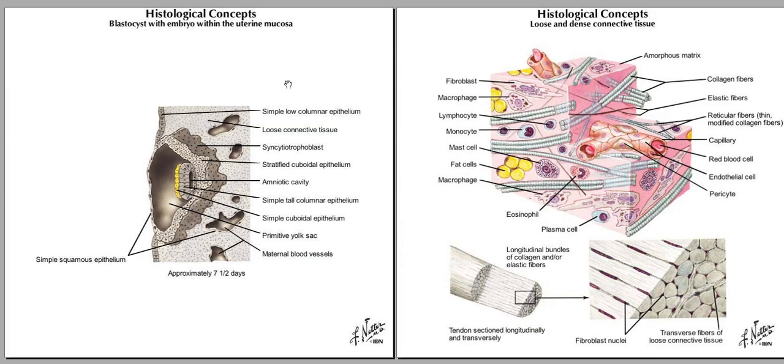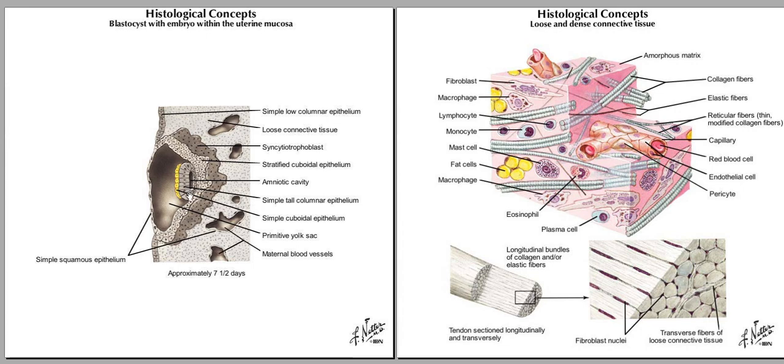Alright, so these are some histological concepts that we looked at early on. Here the uterine epithelium is actually a simple columnar epithelium, and you see the stroma, then the endometrial stroma, that's loose connective tissue. Then you see the syncytiotrophoblast, and then the cytotrophoblast over here. It is actually a stratified cuboidal epithelium.